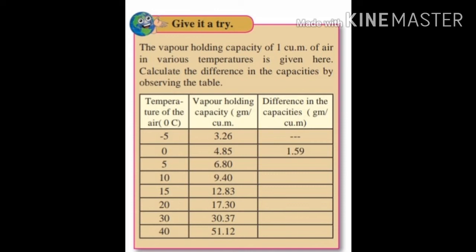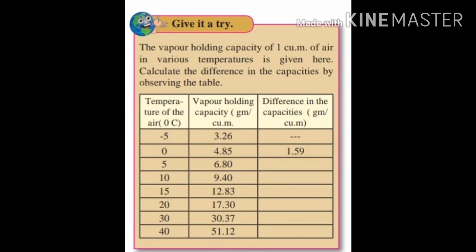First column is about the temperature of the air: -5, 0 degree Celsius, 5 degree Celsius, 10, 15, 20, 30, 40 degree Celsius. Different temperatures of air are given in the first column. Second column is about the water vapor holding capacity given in gram per cubic meter. And third column is difference. When the temperature is -5, the water holding capacity is 3.26. When the temperature becomes 0 degree Celsius, then the capacity increases to 4.85.